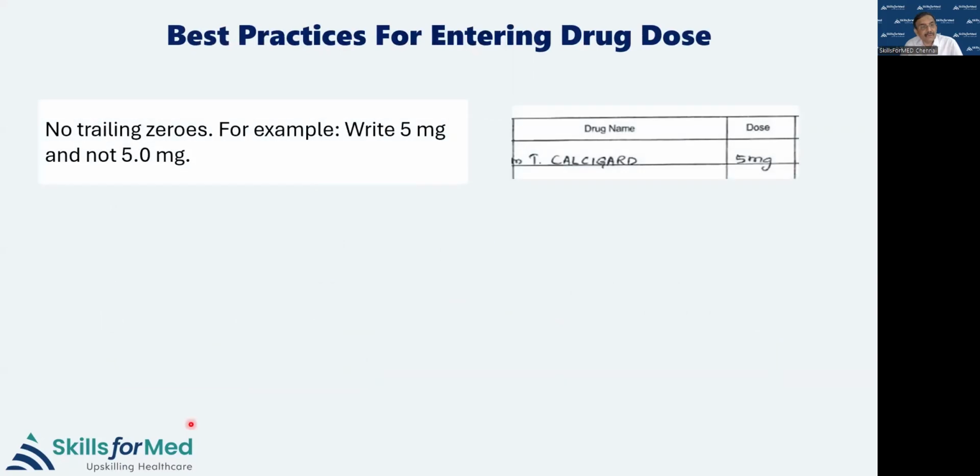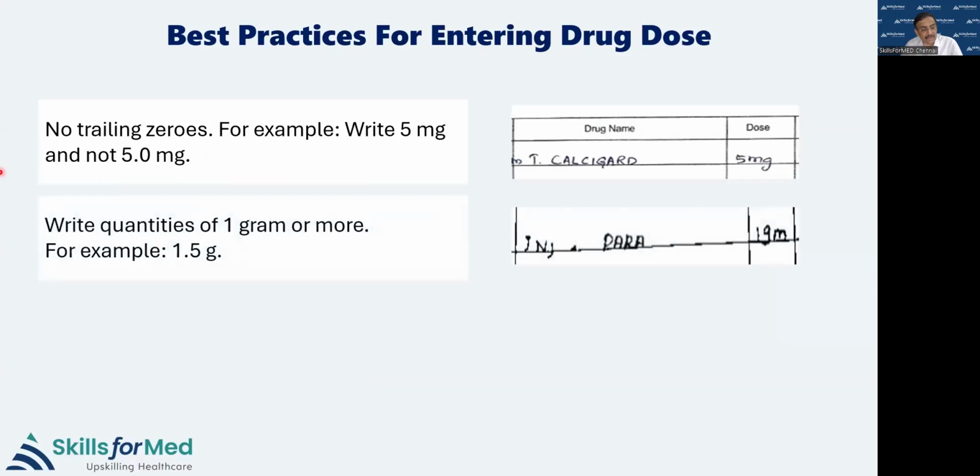Now, there are certain best practices for entering drugs whenever you write the dosages. So you never have any trailing zeros. For example, if you write 5 milligrams, you don't put a decimal and 0 like this, because that will be mistaken as 50. So no trailing zeros is one thing.